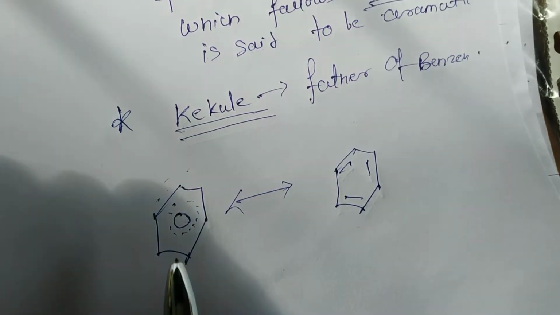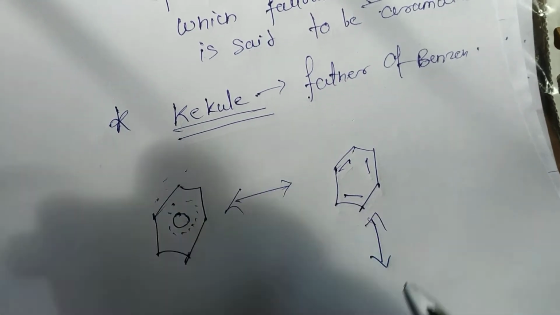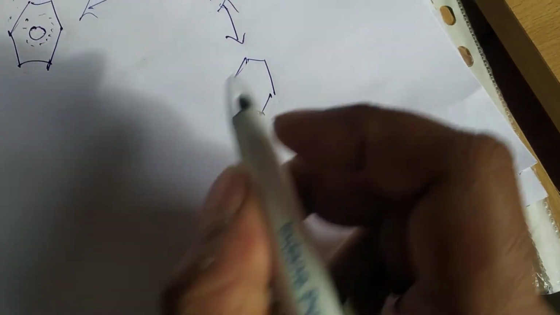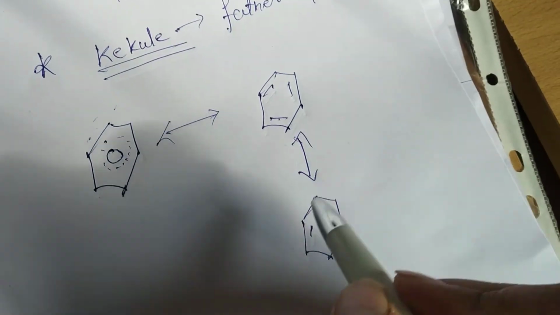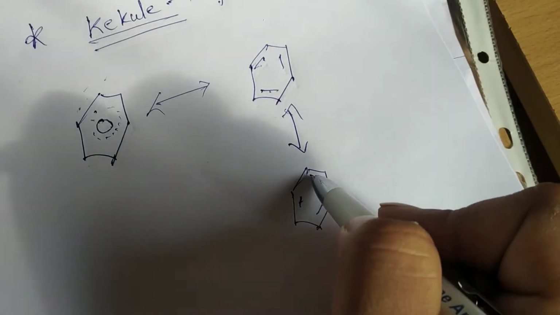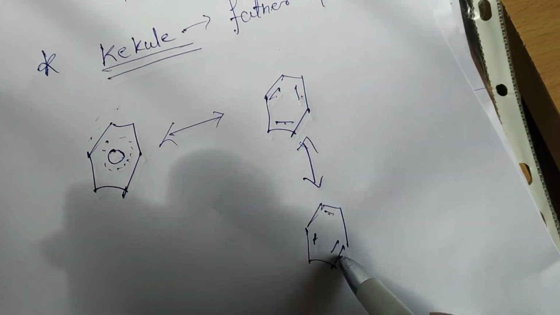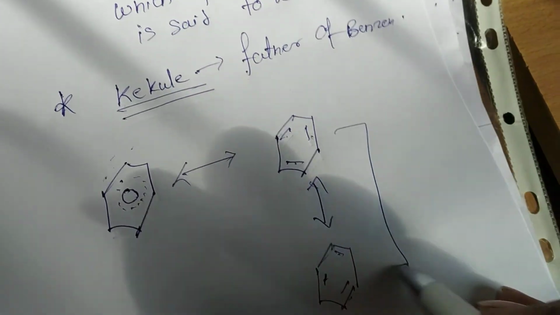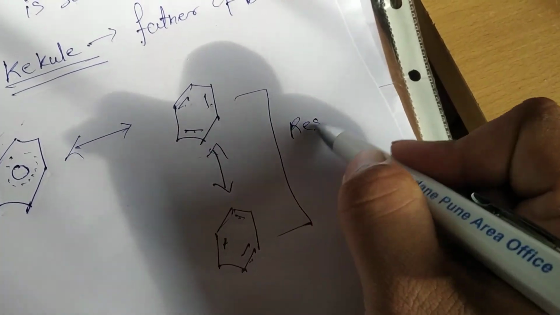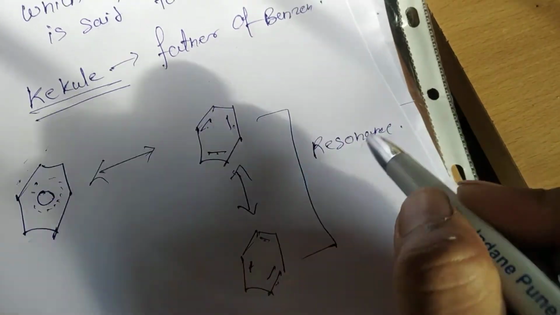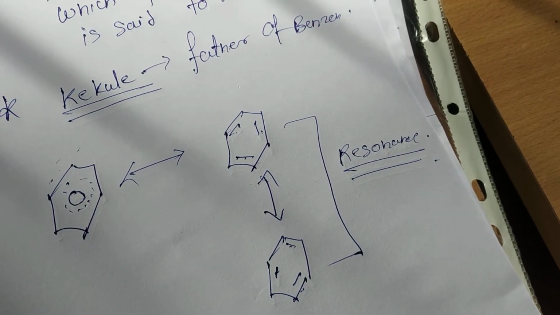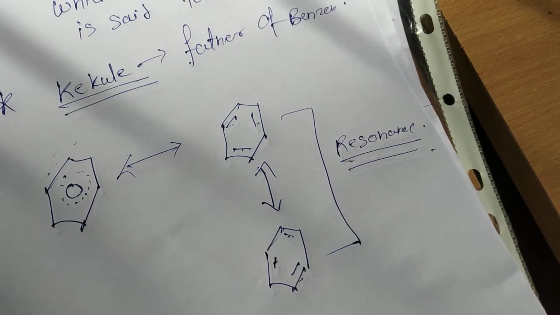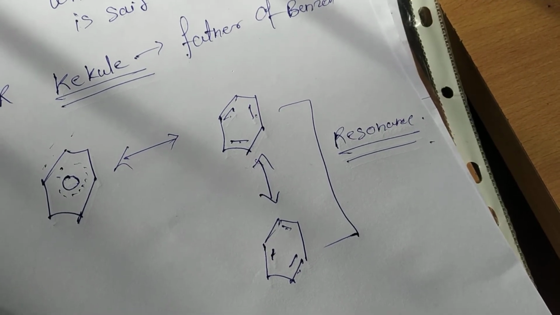Alternate single bond, double bond. So the double bond can be here, here, here, here, here, and here. This is nothing but what is called resonance. Last year you all learned about resonance, right? Resonance means one particular molecule can exist in two or more forms. That is said to be resonance.